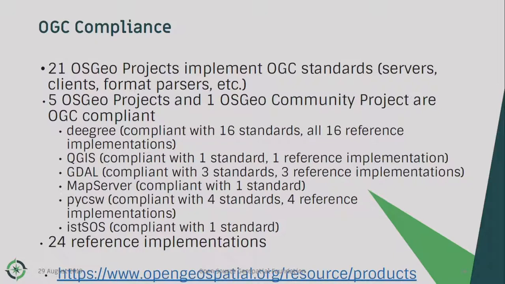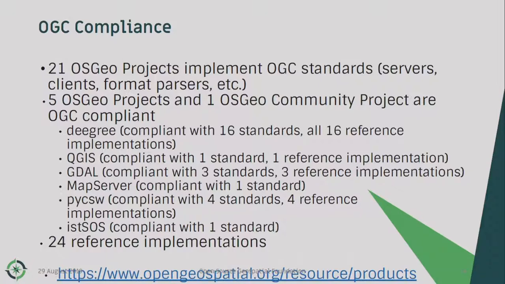And that includes servers, clients, format parsers, anything. So we have 21 projects implementing. Out of these projects, 5 OSGeo projects are certified, so they are OGC compliant, and 1 OSGeo community project. So we have Degree, which is compliant with 16 standards, all of them reference implementations. We have QGIS, which is compliant with 1 standard, and this 1 standard is a reference implementation.